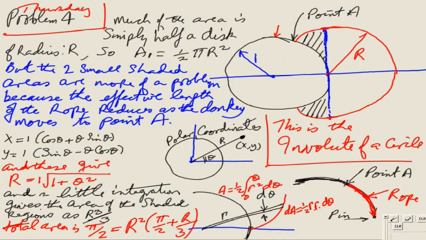Most of this area you can see is quite simple, and that's indicated by this blue vertical line here. Everything to the right hand side of that just constitutes half of a disk, half of a circle. So that area, A1, is just half pi r squared. Our real problem is finding the areas of the two hatched pieces. And the curve we're looking at here, or the properly drawn version of it, is called the involute of a circle. These two little bits are somewhat harder to work out and make this problem a little more difficult than the Tuesday one where the poor donkey was inside in the field.